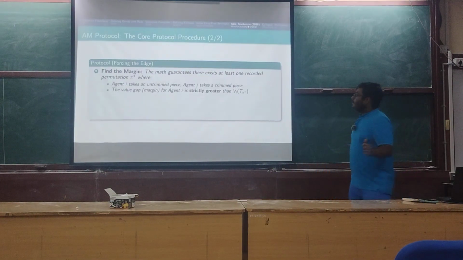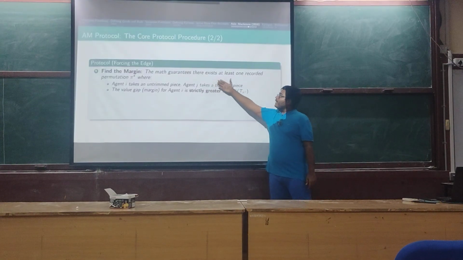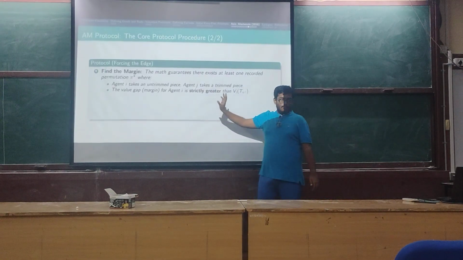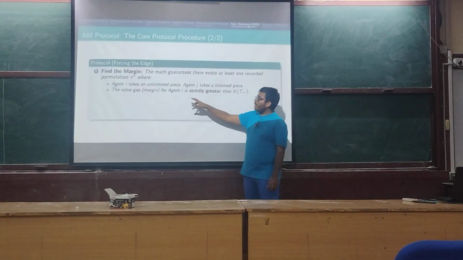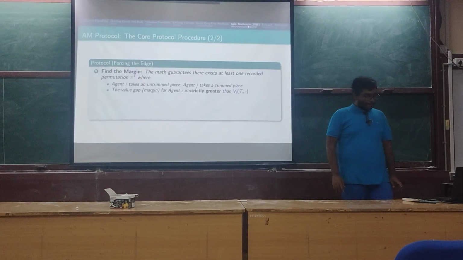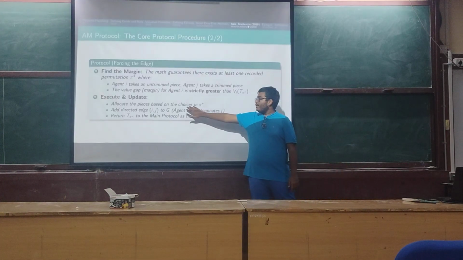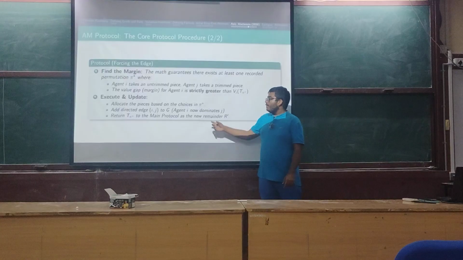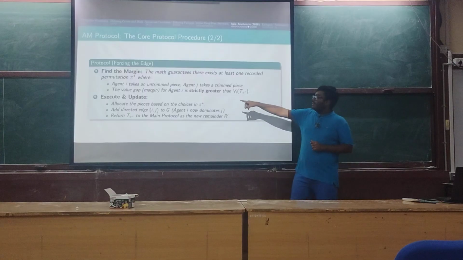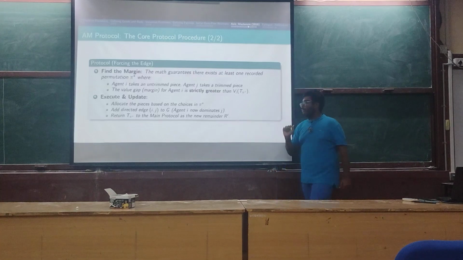The second half is that we try to find the margin. The math will guarantee, as I showed after this, that there will always exist one recorded permutation pi star where agent I takes an untrimmed piece, agent J takes a trimmed piece, and the value gap for agent I is strictly greater than Vi of this trim. After that, we just allocate the pieces according to the choices in T. For this particular permutation we update the directed edge to G, because now I will dominate J, because this margin is strictly greater, right? Then we return the remaining trimmings to the main protocol as the new remainder.